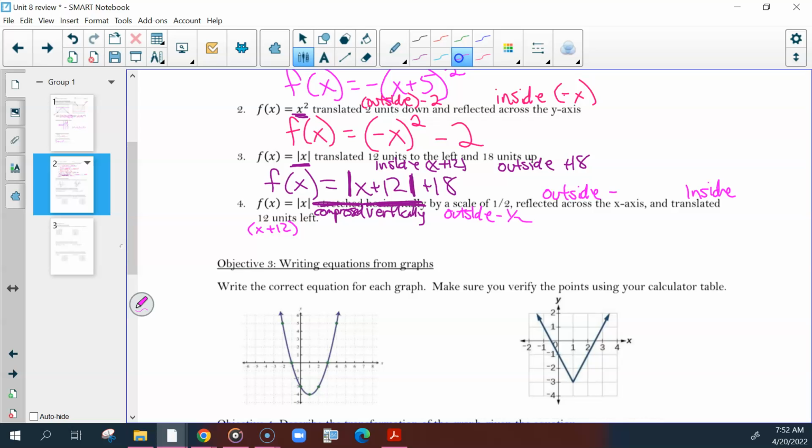So for this one, you'll have 3 different transformations you need to introduce. On the outside, we need the negative first, and then our scale factor of 1/2. Then we need our inside piece. This is an absolute value, so we don't need parentheses, but we do need x plus 12 on the inside. Questions on that one?